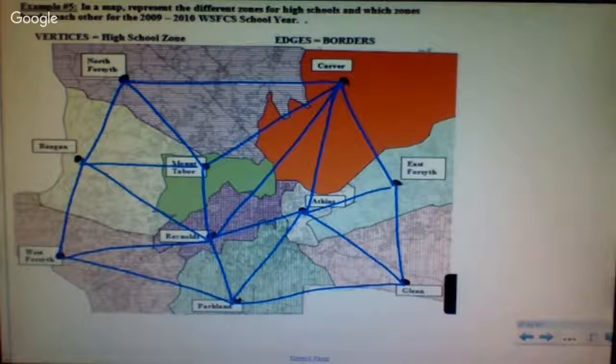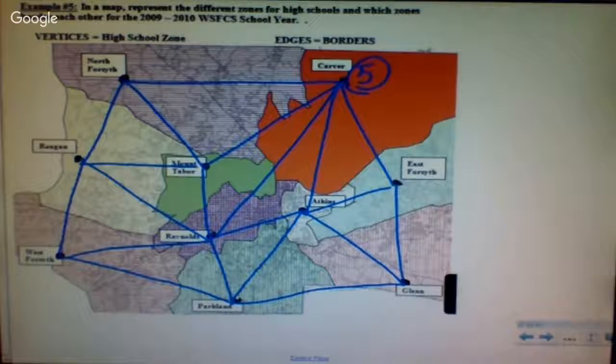So, I should be able to give you this picture, and I should be able to say how many school zones border Carver. What would you tell me? 5. 5 school zones border Carver. Sometimes the graphs that you draw to represent these situations make it a little easier to count and see things.